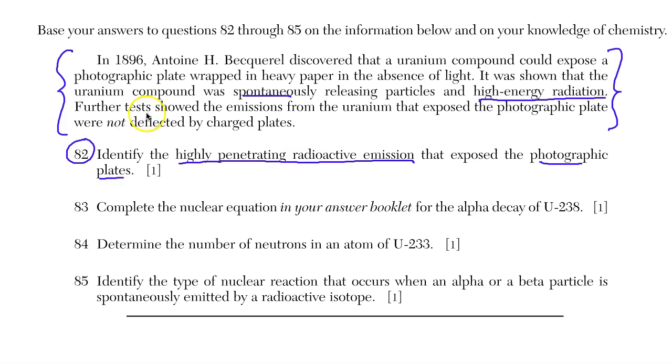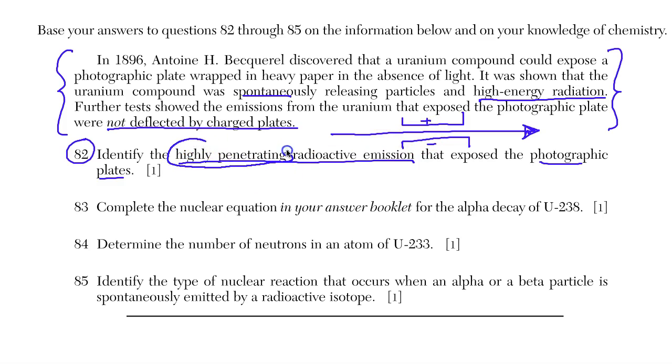Okay. Further tests show the emissions from the uranium that exposed the photographic plate were not deflected by charged plates. That means whatever that type of emission was, if you had a positively charged field and a negatively charged field, this would not be attracted. It would go right through. So what type of radioactive emission does not have a charge? Okay, and by the way, it's highly penetrating.